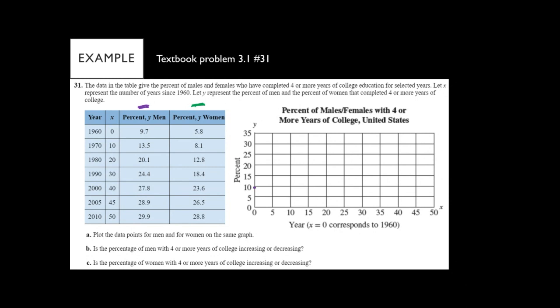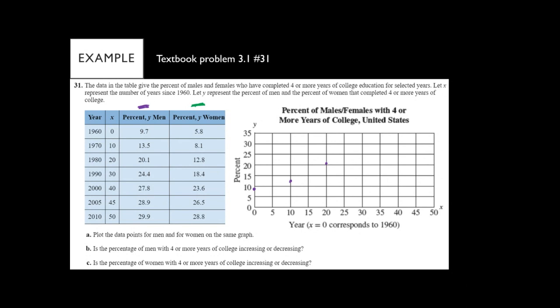My next X is at 10, so I need to make sure that I'm at 10, and then that is 13.5, so that's about halfway between 10 and 15. I don't know why my other dot disappeared. There we go. So I'm just estimating halfway between 10 and 15 on my Y. Then our X value of 20 is 20.1, so I'm going to graph that just slightly above 20.